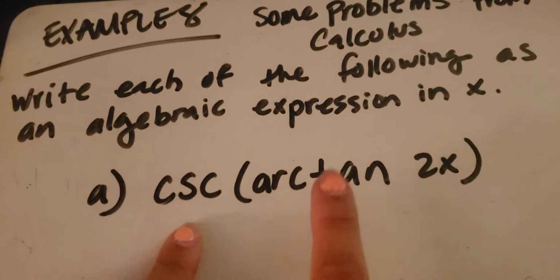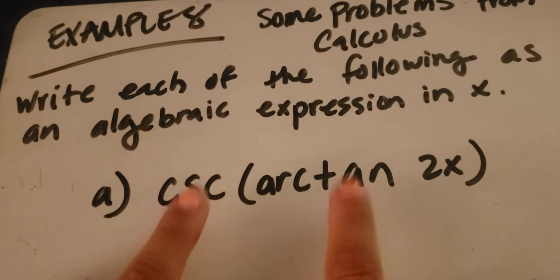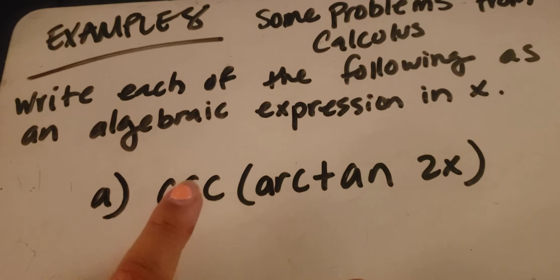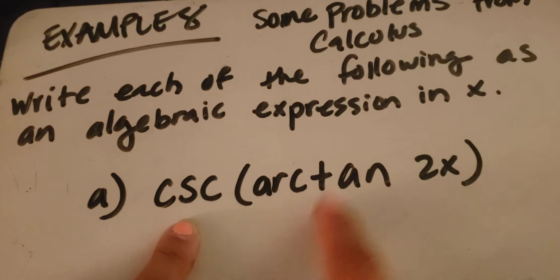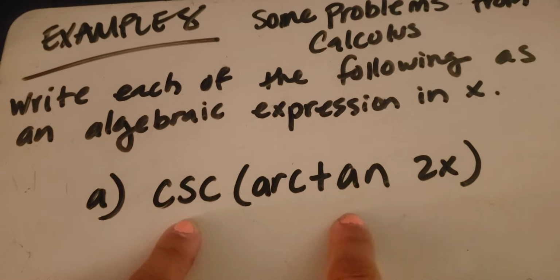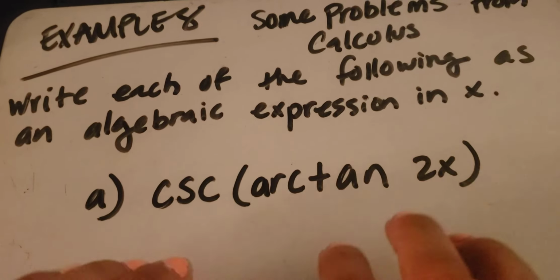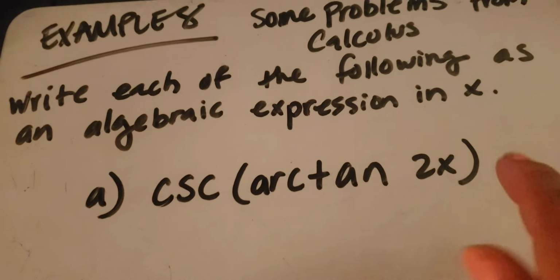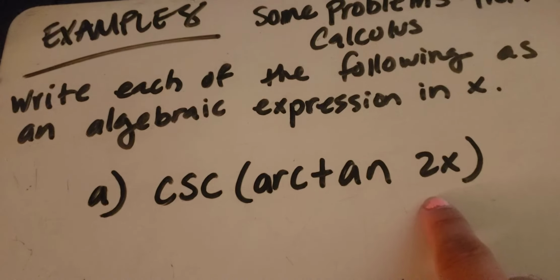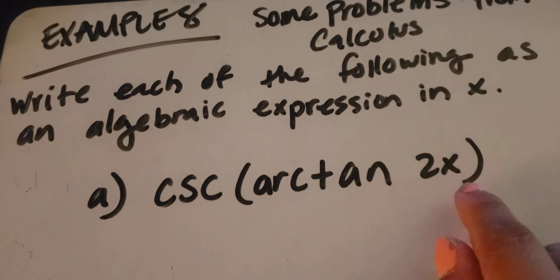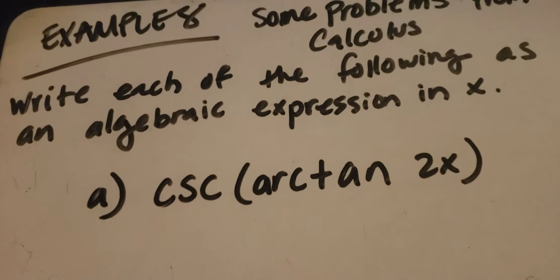Well, we can't use composition properties because once again, these trig functions are completely different. Here we're using cosecant, here we're using tangent inverse, or arctan. So a cosecant and a tangent just won't cancel out. And what's different in example 7 from example 8 is that our angle is now an expression, so it's 2x.